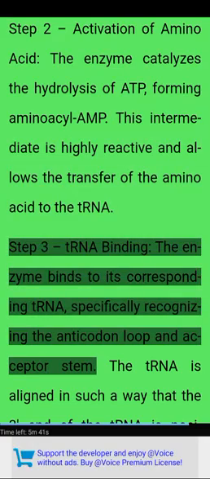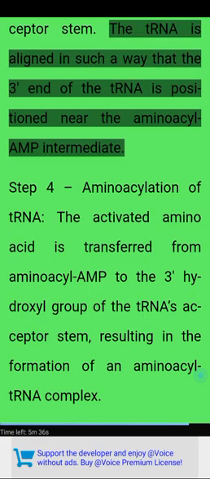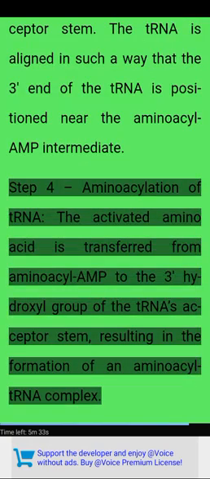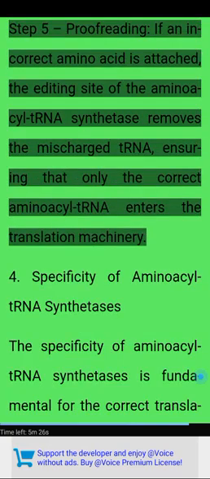Step 3. tRNA binding. The enzyme binds to its corresponding tRNA, specifically recognizing the anticodon loop and acceptor stem. The tRNA is aligned in such a way that the 3' end of the tRNA is positioned near the aminoacyl AMP intermediate. Step 4. Aminoacylation of tRNA. The activated amino acid is transferred from aminoacyl AMP to the 3' hydroxyl group of the tRNA's acceptor stem, resulting in the formation of an aminoacyl tRNA complex.